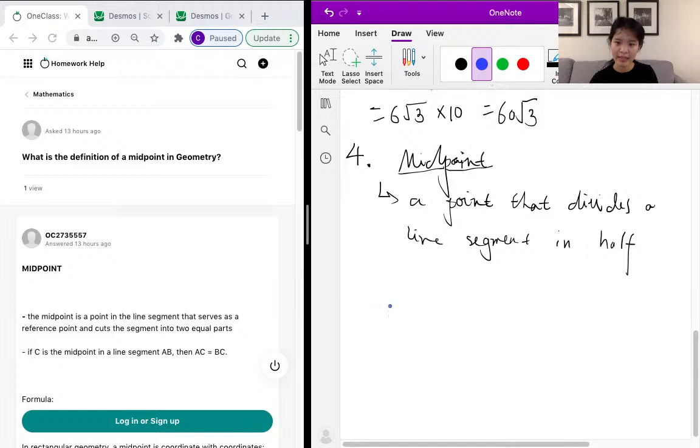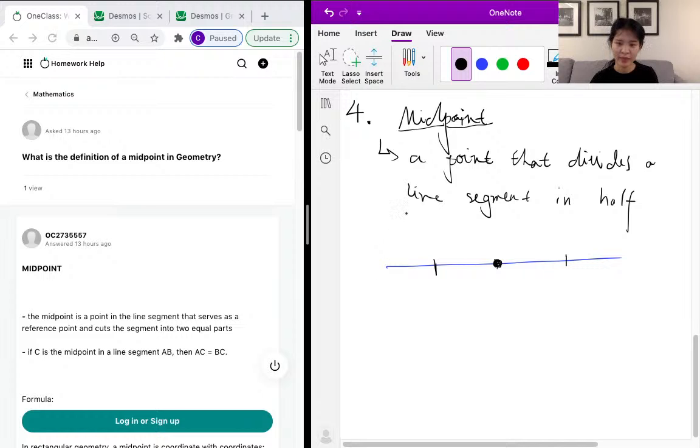So say we have a line segment right over here, and this point right over here would be the midpoint of this line approximately, because it divides the blue line segment in half. And that is what a midpoint is. That's all there is to the definition of the midpoint.